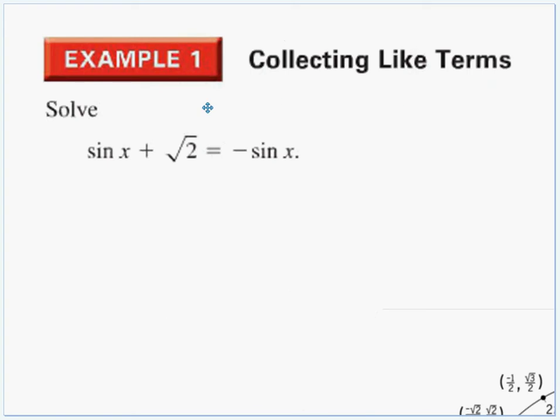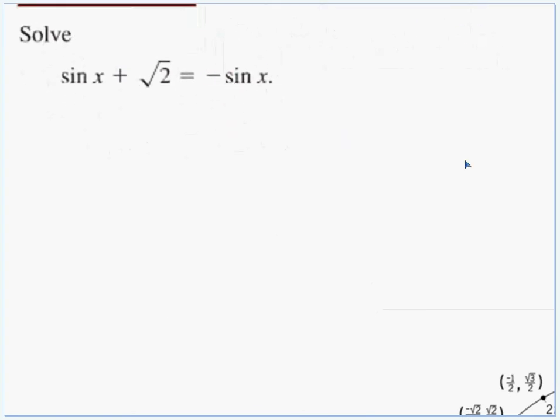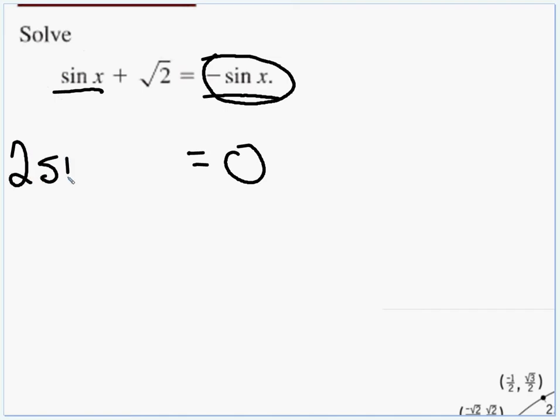All right, here we go. Example 1. The collecting like terms technique. So first, I see this negative sine. We're going to add sine to both sides. So now that's going to be a 0. And we have a sine over here. And if we add another sine to it, we now have 2 of them. 2 sine x plus root of 2 is equal to 0.